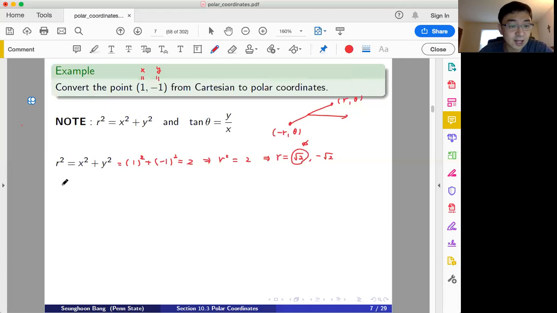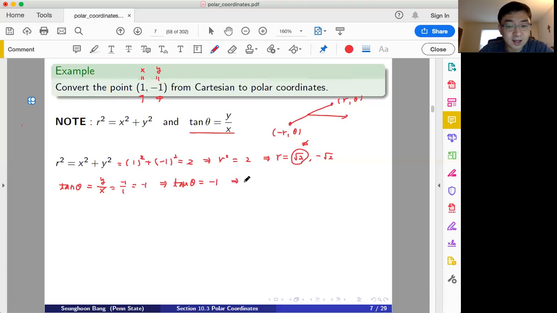The next is the tangent function. Tangent theta is y over x. We use this one. So y is minus 1 and x is 1, so exactly negative 1 over 1. We have minus 1. So the tangent theta is negative 1.